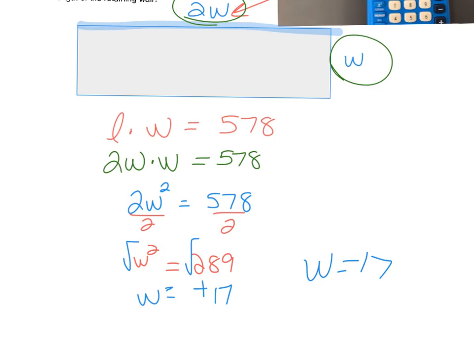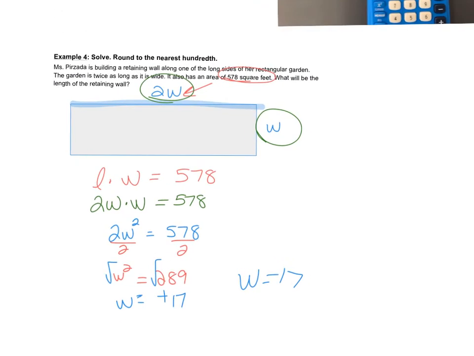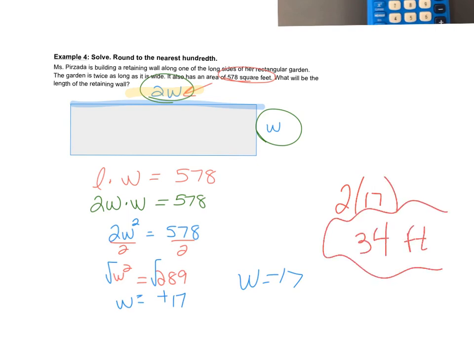But they asked me for the length of the retaining wall, and the retaining wall is 2W. So the retaining wall is 2 times 17, which is 34 feet long. That's the length of the retaining wall.